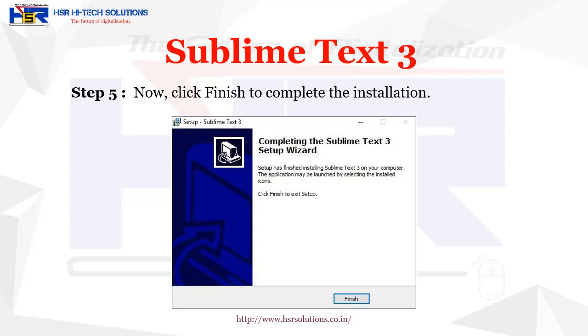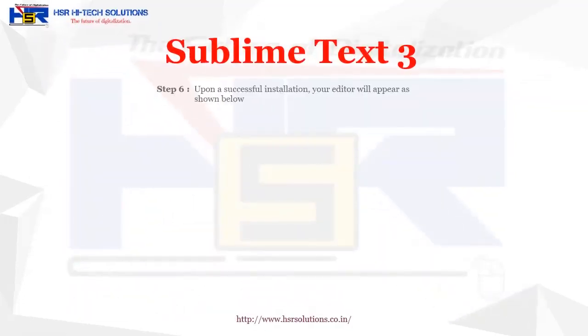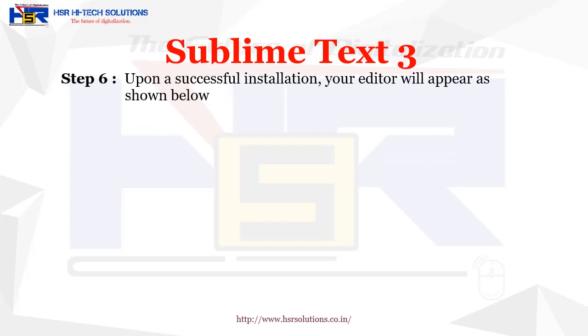After the successful installation, you will get the prompt where you will see completing the Sublime Text 3 setup wizard. Here you just have to click on finish button. Now you have successfully installed the Sublime Text 3 in your system. After successful installation, your editor will appear as shown below.